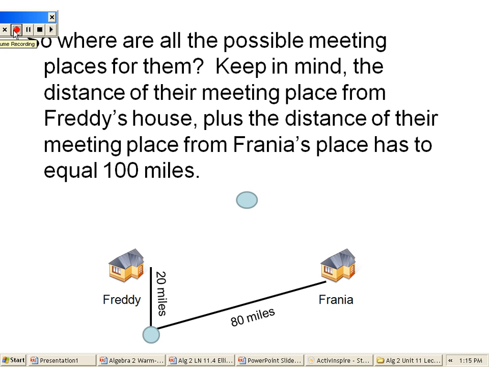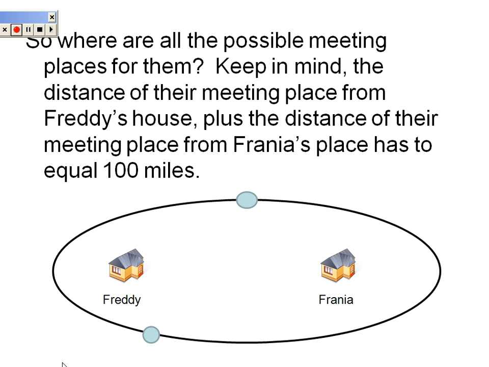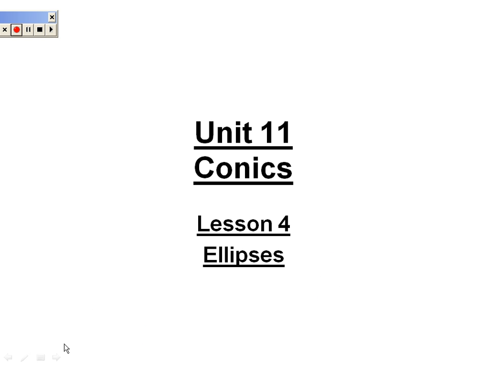So if we were to go through and find them all, eventually what you'd find is that you get an oval, okay? Or as we call it, an ellipse. Okay, so all those points on that shape are the same distance if you take the distance from Freddie's house and from Frania's house and add them together. Okay, so that's what we're talking about today is ellipses.